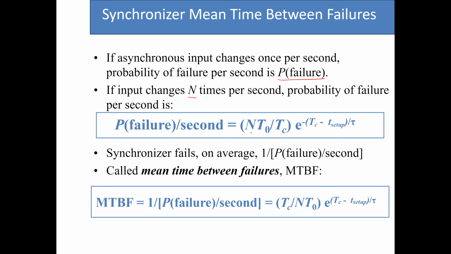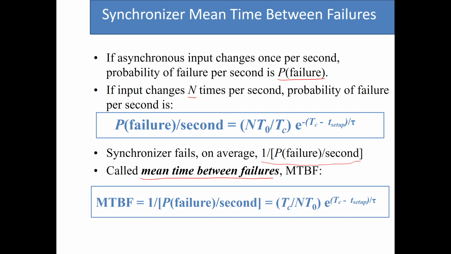So you can think of it another way too. If the probability of failure per second is n times the probability of failure, if you reverse this definition, you can say a synchronizer fails on average 1 over the probability of failure per second. This is what is usually called the mean time between failures. So 1 over the probability of failure per second is the mean time between failures.